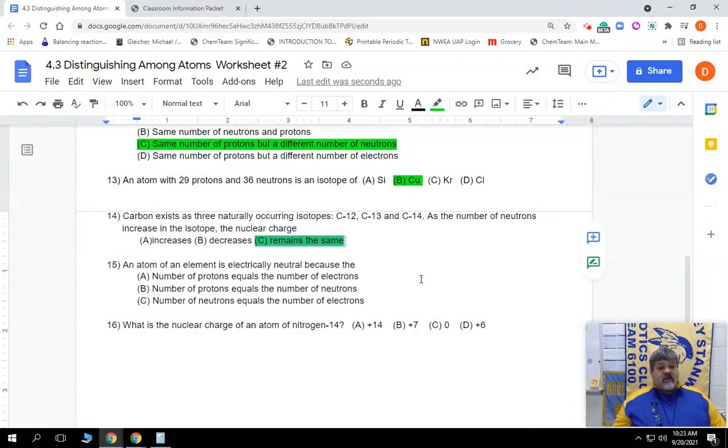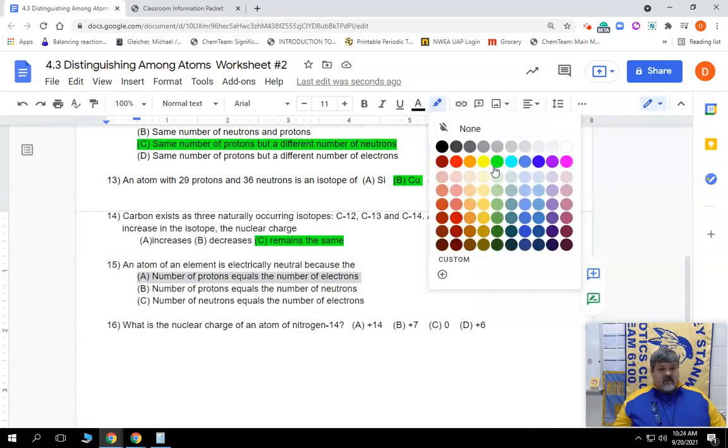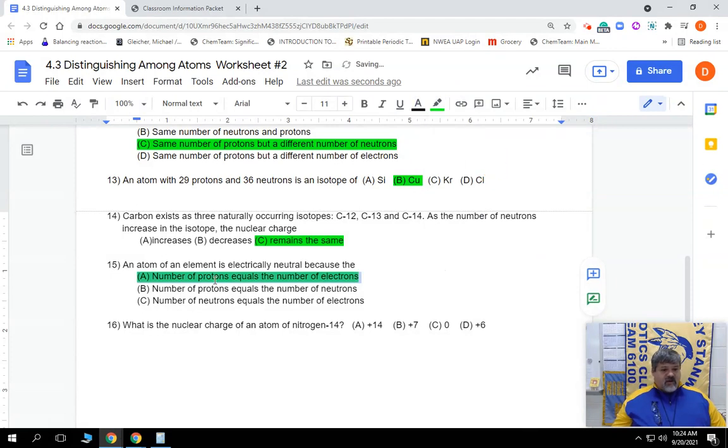An atom of an element is electrically neutral because the number of protons equals the number of electrons, the number of protons equals the number of neutrons, the number of neutrons equals the number of electrons. Well, neutrons don't have charges, so they don't have to equal anything. So that one and this one's off. So this one must be the correct answer. Process of elimination. But if we look at it, the number of protons always has to equal the number of electrons when we have an atom. Remember, if it's an ion, it's different.